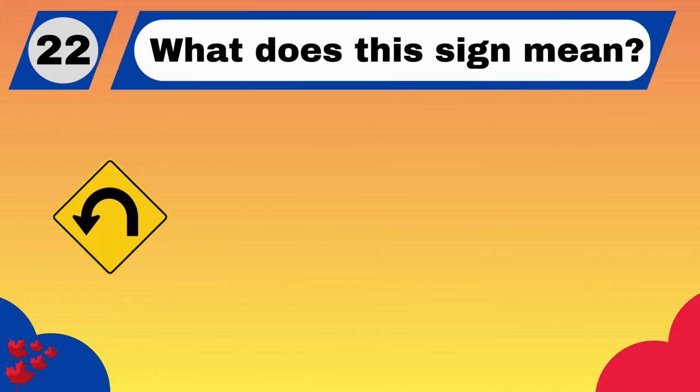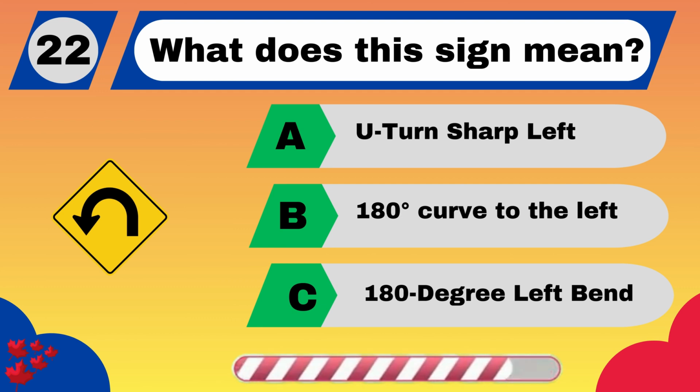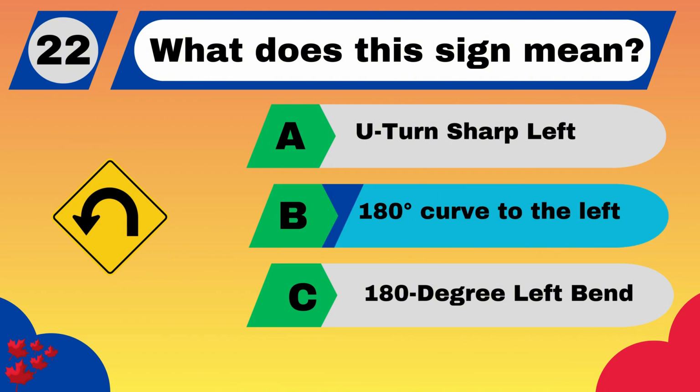Question 22. What does this road sign mean? A. U-turn sharp left. B. 180-degree curve to the left. C. 180-degree left bend. You're right. B. This sign warns drivers of a 180-degree curve to the left.